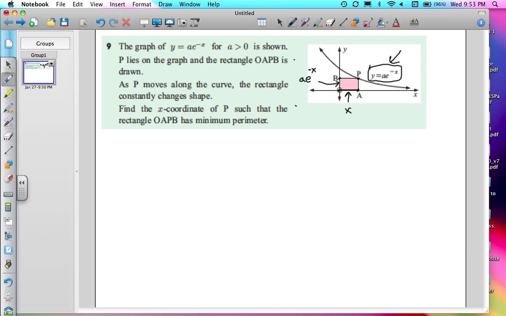Now, those are those two sides, and these sides are going to be the same, x and a e to the negative x. Okay, so if we add them all up to get the perimeter, we end up with 2x, because there's two x's, x plus x is 2x, plus 2a times e to the negative x. Okay, and that is what our perimeter is.